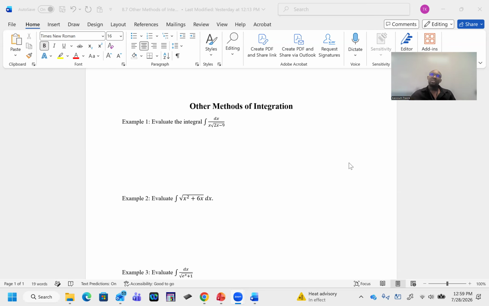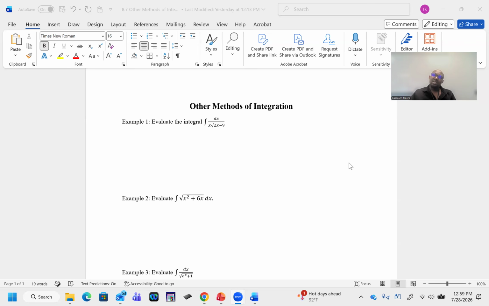So in this section, we will be using the table of integrals and integration by parts to do the sum of these integrals. We have about 3 examples right here. So the first one is, let's say you are asked, evaluate the integral dx divided by x times square root of 2x minus 9.